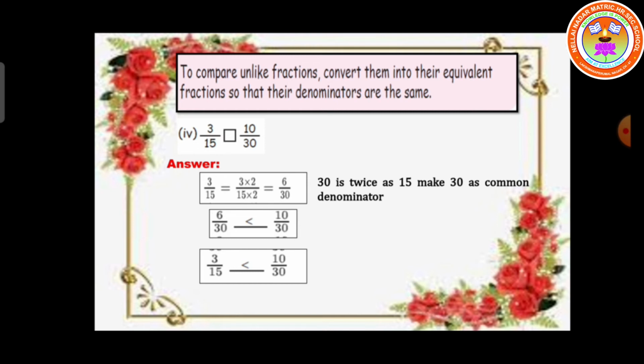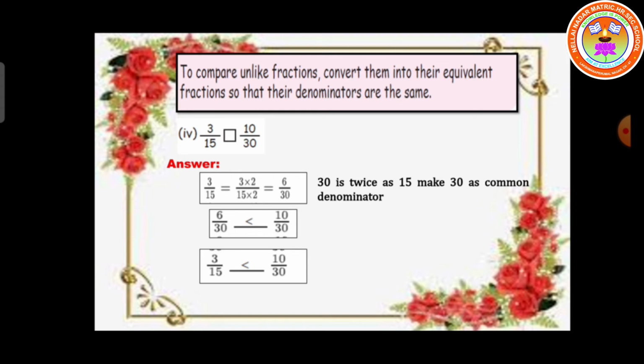Okay, see here, 3 by 15 and the other fraction is 10 by 30. As we know, 30 is twice 15, so we can make 30 the common denominator. What number is multiplied with 15 to get 30? 2. So we can say 3 by 15 is equal to 3 into 2 by 15 into 2. So 3 into 2 is 6. 15 into 2 is 30. So we get the fraction 6 by 30.